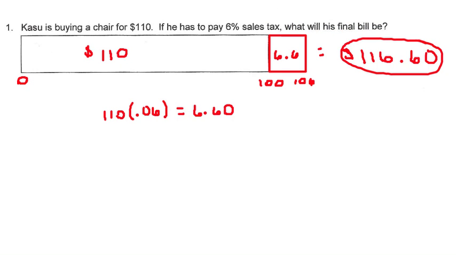Another way that you can solve this problem is, with sales tax, you have to add it to the price of the original. So you find what 6% of $110 is by using the decimal method. 110 times 0.06 gives you $6.60. So that's what you're going to add to the original price. And so the final bill will be $116.60.